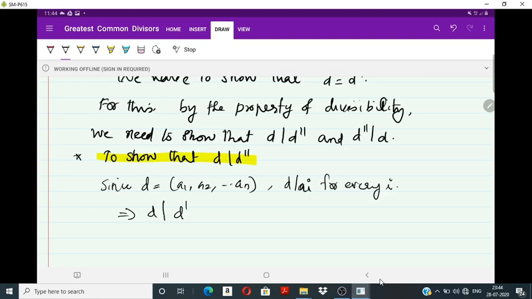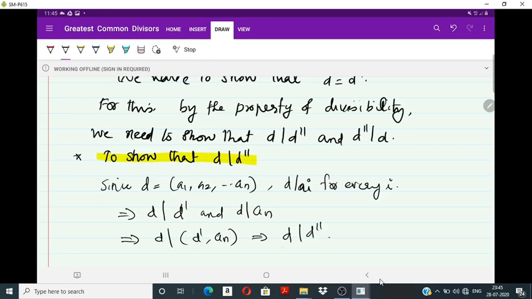D is a common divisor of A1, A2, etc., AI. So D divides D dash, since D dash is the GCD of A1, A2, etc., AN-1. And also we can say that D divides AN. So D divides D dash and D divides AN. This implies D divides GCD of D dash comma AN. Okay, so D divides GCD of D dash comma AN. This implies D divides D double dash.